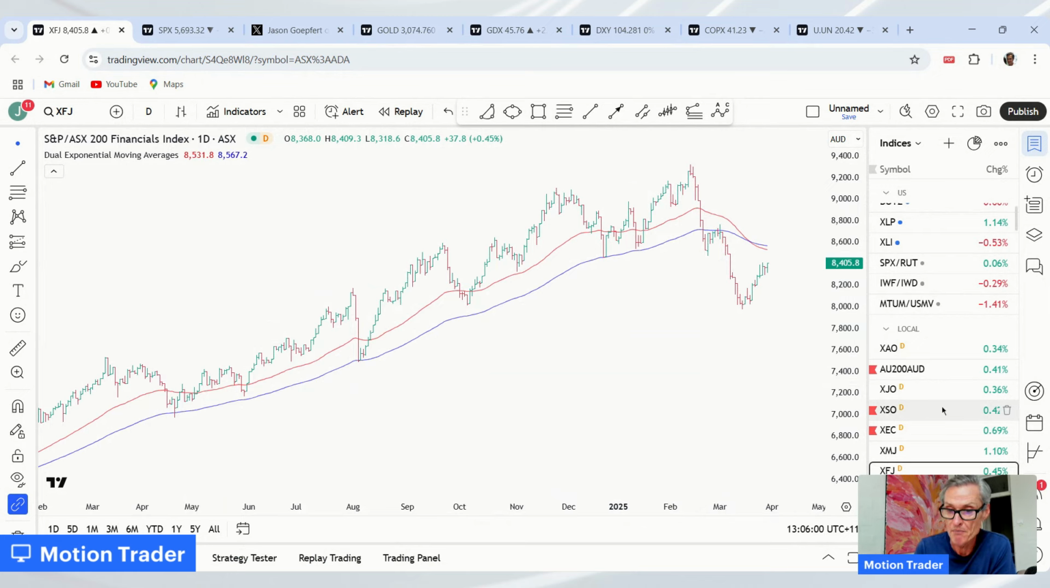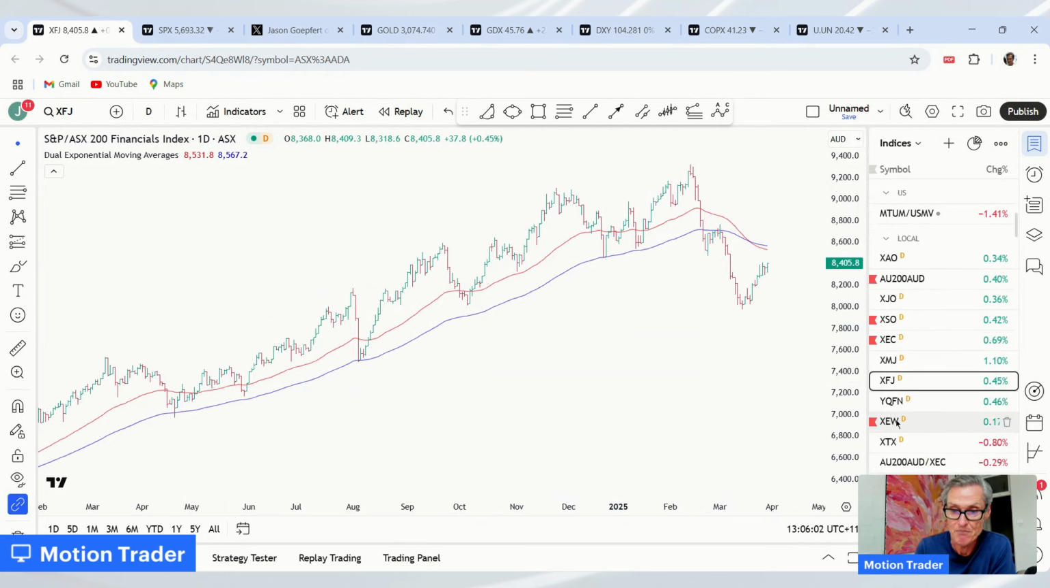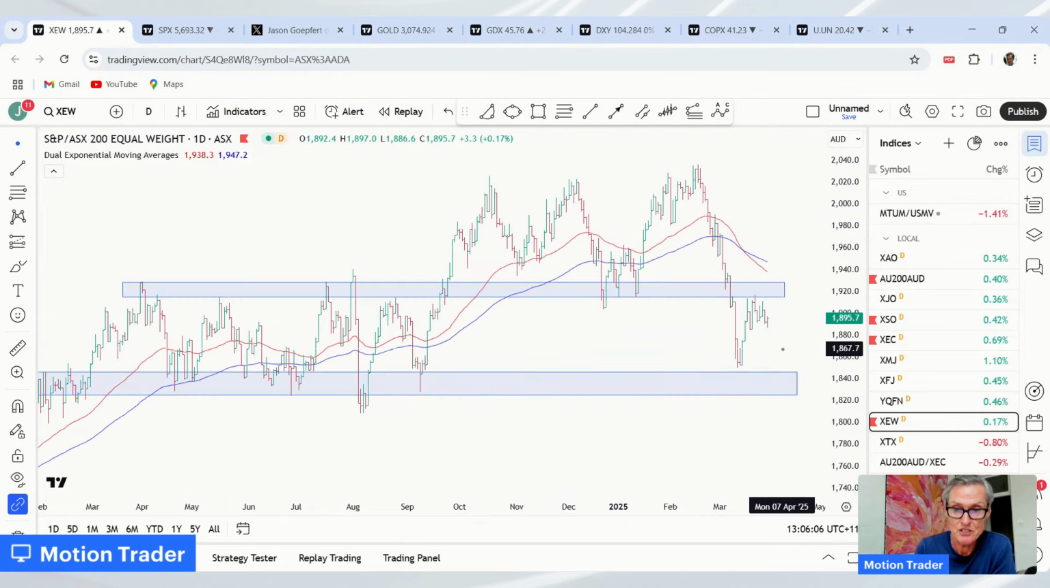What I want to do, I want to jump over to the equal weight, the ASX 200 equal weight, and just see what's been happening there, because this is interesting because it removes the impact of the biggest stocks. So if we're going to say this is all due to the four big banks coming back, well, when you put the four big banks in an equal weight basis, they're just four stocks out of 200.